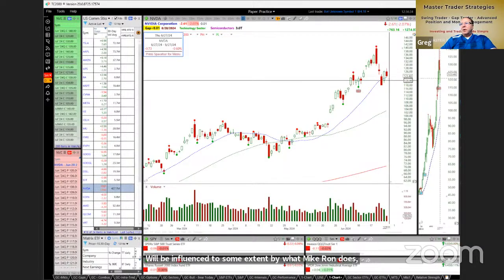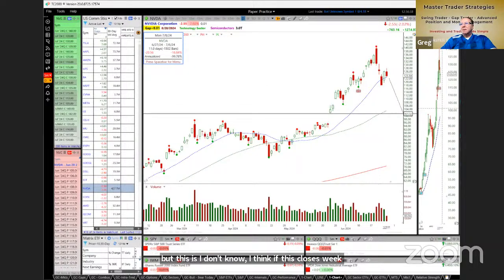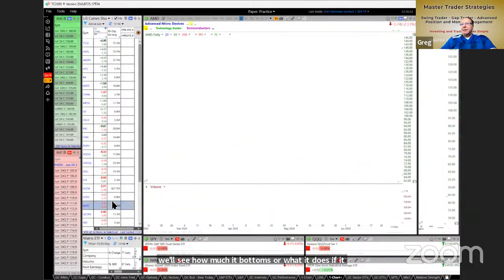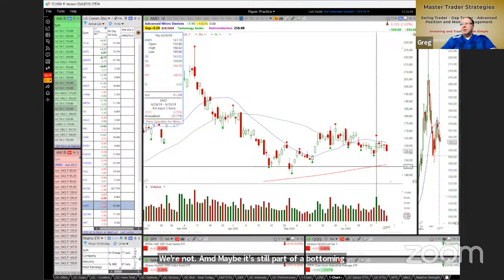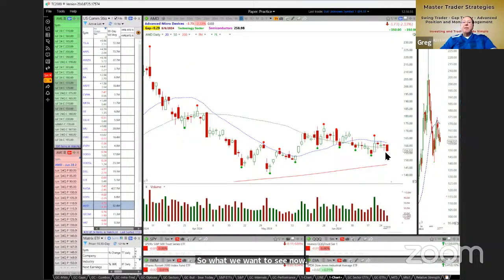I think if this closes weak, it opens up the door potentially to move down, and then we'll see how much it bottoms or what it does, if it comes down to the 50 or not. AMD, maybe it's still part of a bottoming process. Look at the volume on this day here. So what we want to see now, right? Maybe the MU news is good tomorrow.